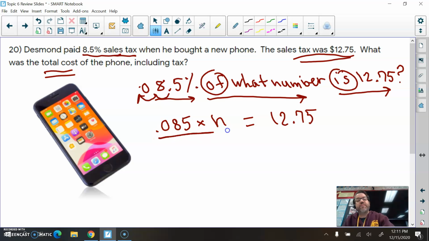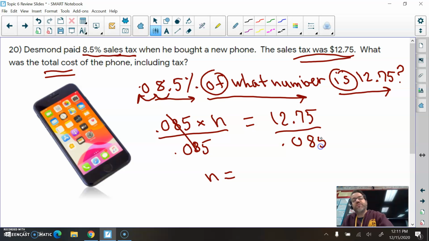So I have to divide by 0.085 to undo this multiplying by 0.085. And n will be by itself. But remember, if you do that here, you must also do so here. Divide by 0.085. Ooh, aren't you glad we have calculators? So I'm going to grab my calculator, and 12.75 divided by 0.085. Whenever you divide by a decimal that's between 0 and 1, you will get an answer that's larger than what you're starting with. This equals $150.